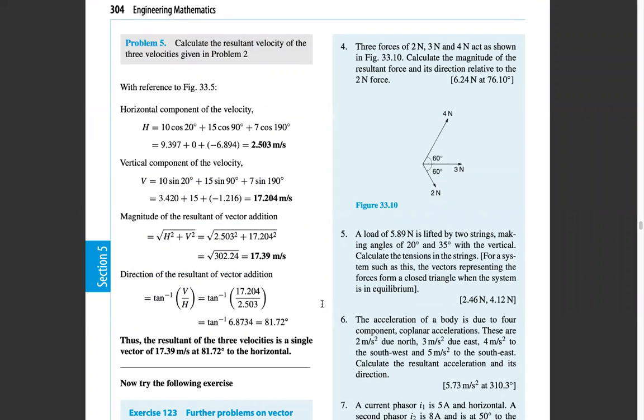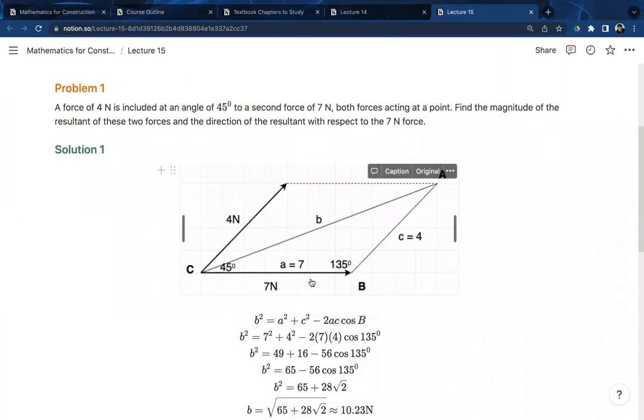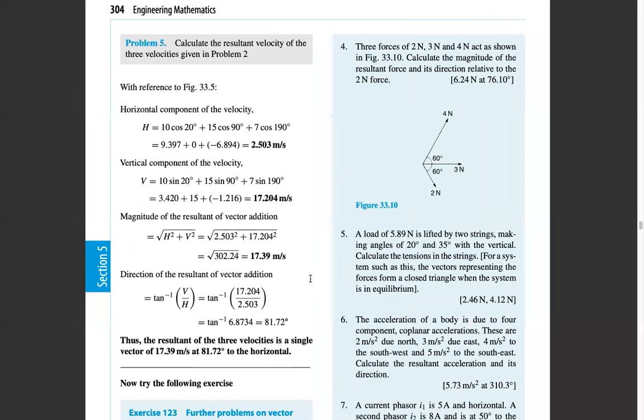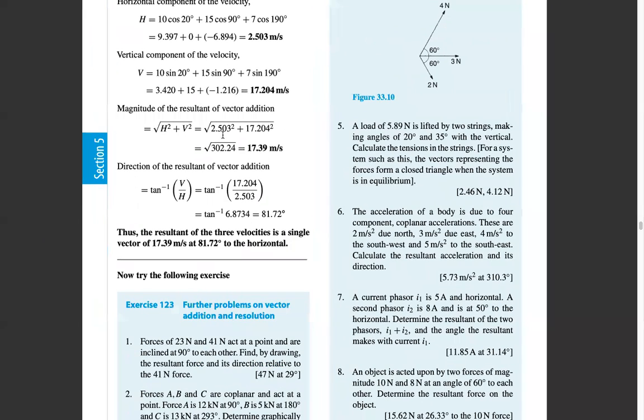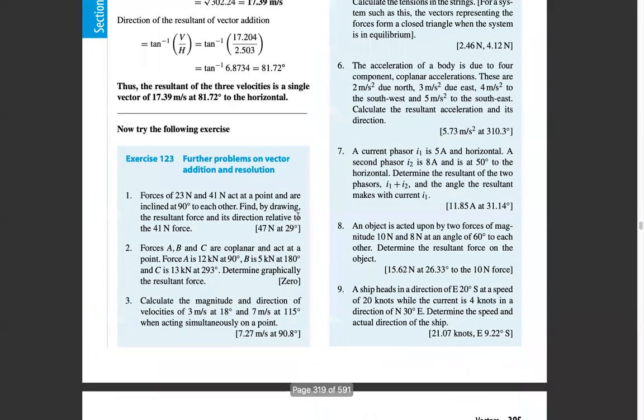This is how we add vectors. Vectors are added using geometry. So parallelogram law, triangles, that kind of thing. You could look at the diagram and use a bunch of cosine and sine rules, or you could resolve into components and use these formulas here for the magnitude and the direction of the resultant, right? And then you have just problems, lots of problems to practice.